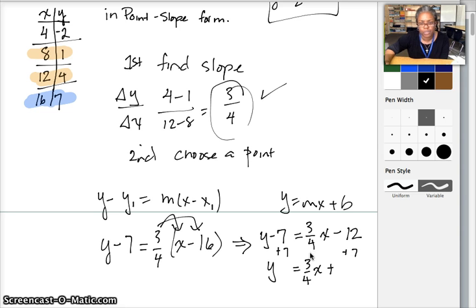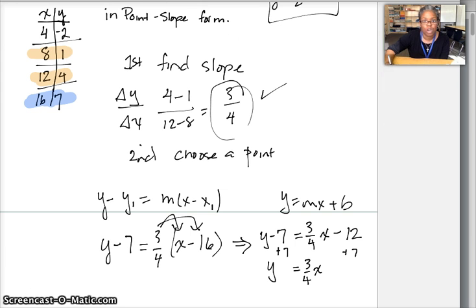So with that negative 12, I'm going to add 7 to both sides, right? Because that distributed. Okay, so negative 12 plus 7 is going to give me a negative 5. And I'm done. Guys, I hope this made sense.